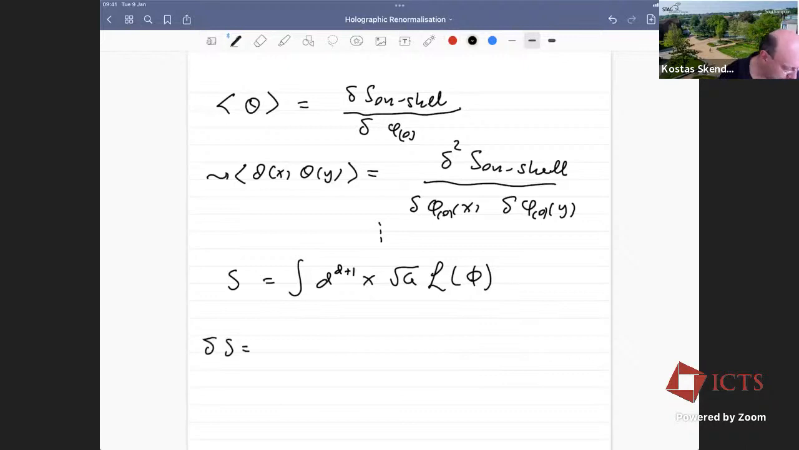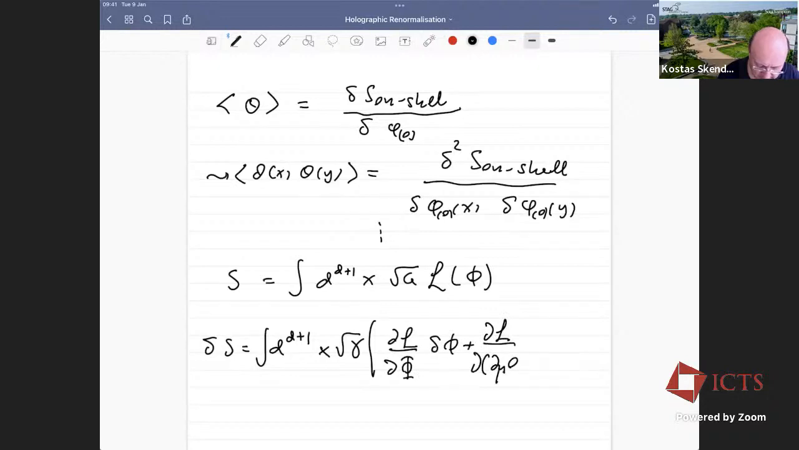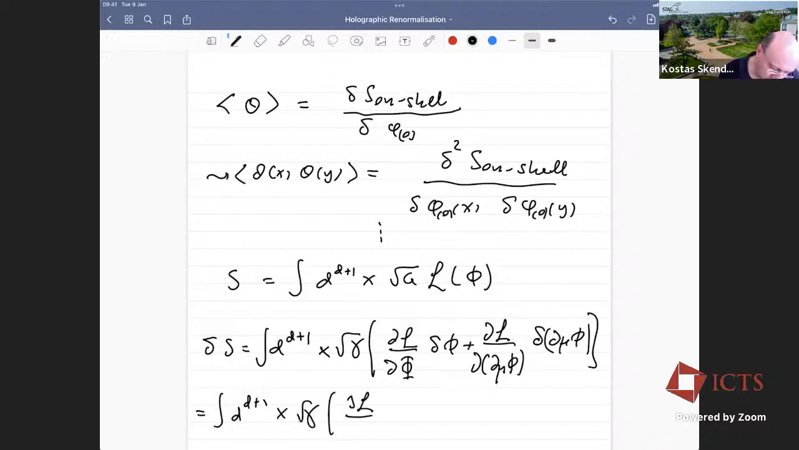So now if I do a variation, well, I can have a derivative with respect to phi, delta phi, and then a derivative with respect to the derivative of phi, just using undergraduate classical mechanics or variational methods. Now I can integrate by parts to isolate delta phi, because here again we need to differentiate. So we get the standard field equation term, but we also get the boundary term.